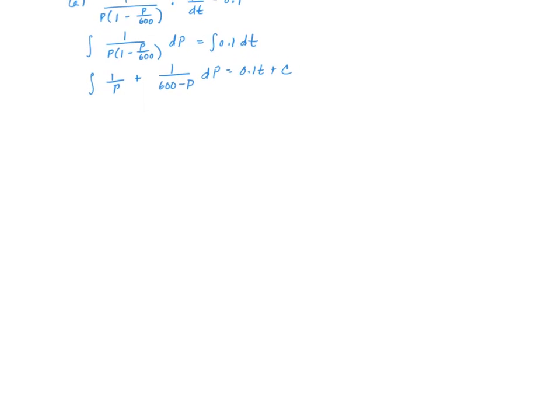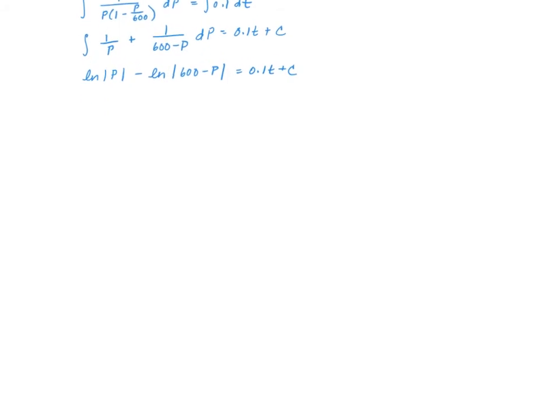So the integral becomes natural log of, and I'm going to keep the absolute values around this p because I really don't know what p is. Even though it is population, so it's never going to be 0, so I actually don't need the absolute values, but I'll keep them on for now. This actually becomes a minus because it's a 600 minus p. It's not p minus 600. Natural log, absolute value of 600 minus p equal to 0.1 t plus c.